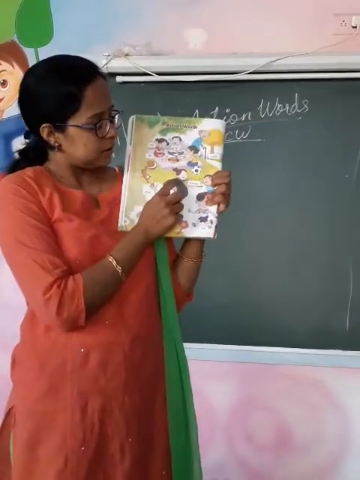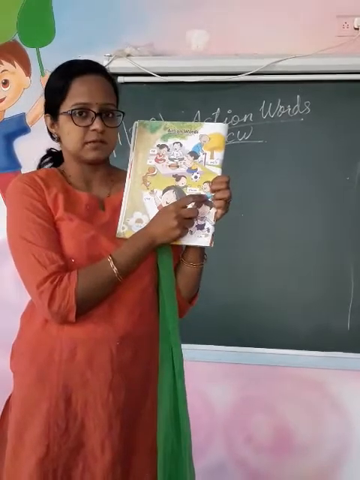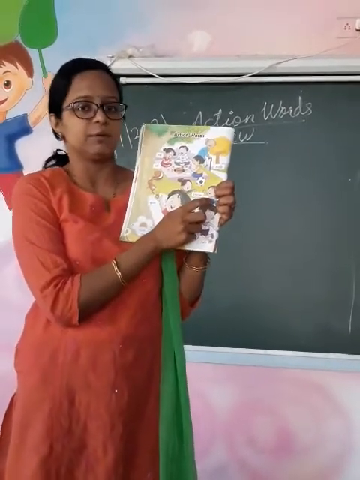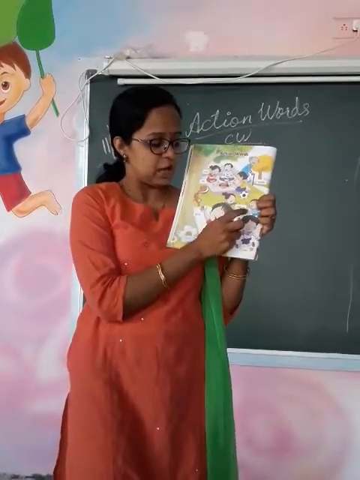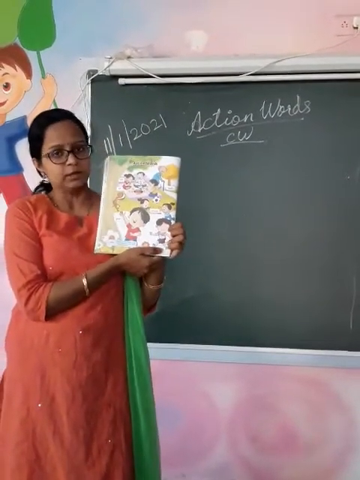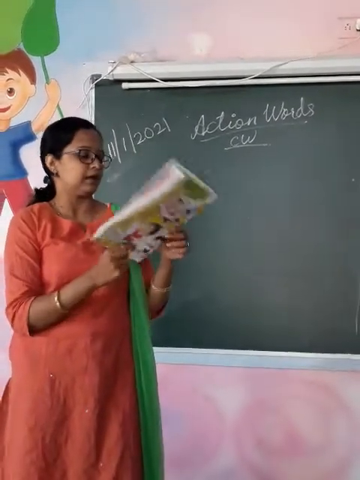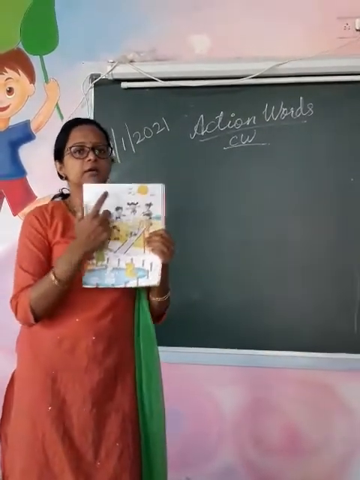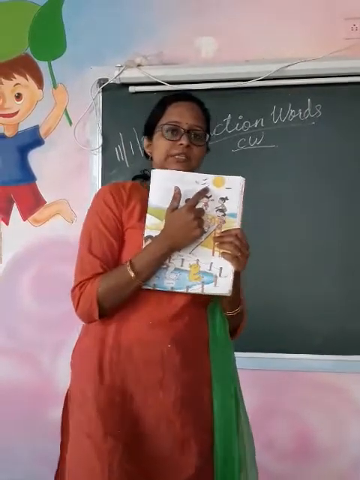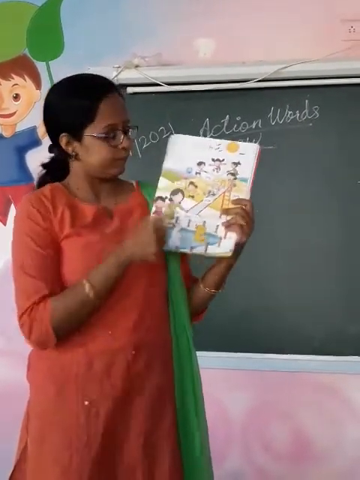The next one. The girl is throwing the ball. She is throwing the ball to her friend. They are playing catch. They are throwing the ball. So T-H-R-O-W, throw. Then what is this boy doing? He is running. Run. R-U-N. Run. Then here, what are the birds doing in the sky? They are flying. F-L-Y is an action word.